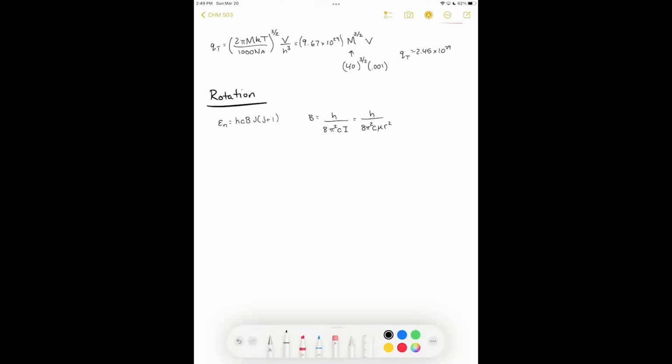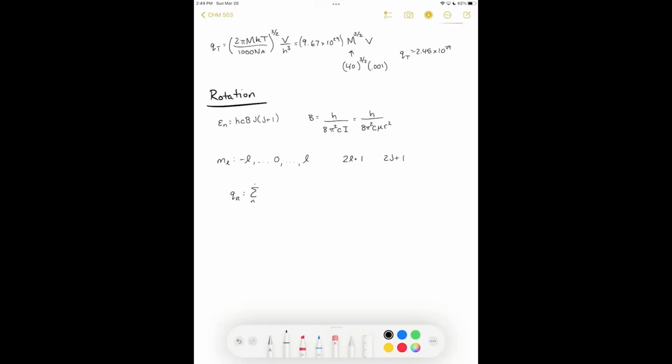Recall that unlike translation, rotational degrees of freedom are degenerate. So for every rotational energy level, which we could either use L if we're talking about orbitals or J for bond rotation, the quantum number m sub L can go from negative L all the way up to positive L, which means that the energy levels are 2L plus 1, or 2J plus 1 if we're going to use the quantum number J, degenerate.